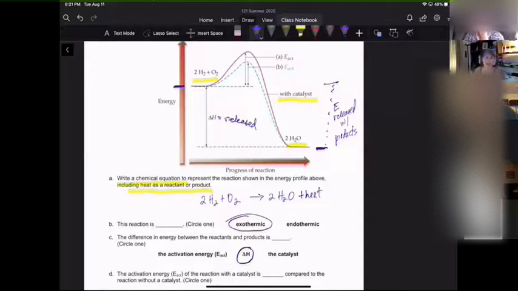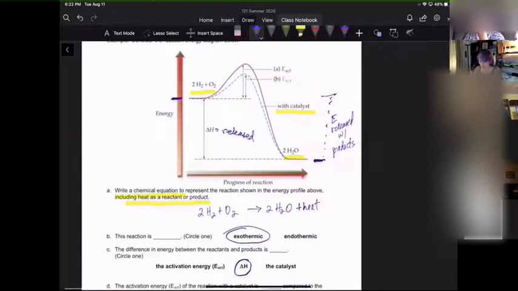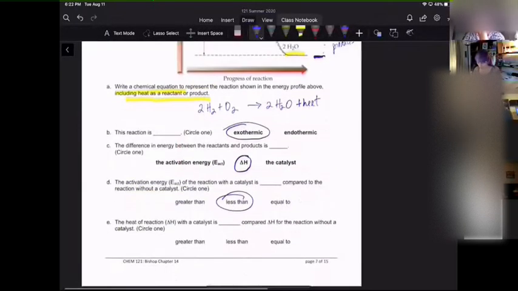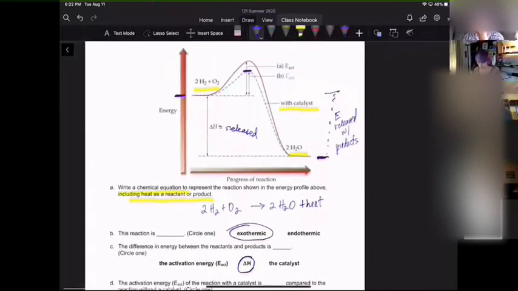How does the activation energy with a catalyst compare to the activation energy without the catalyst? It's reduced. So with the catalyst, it's less than without the catalyst, and you see that here. So what about the heat of reaction? Does the catalyst change that?